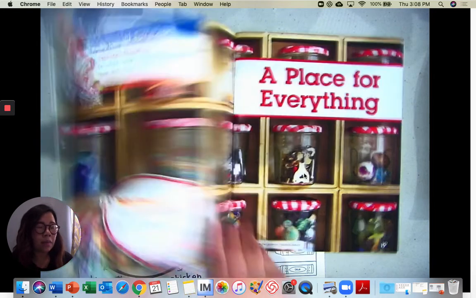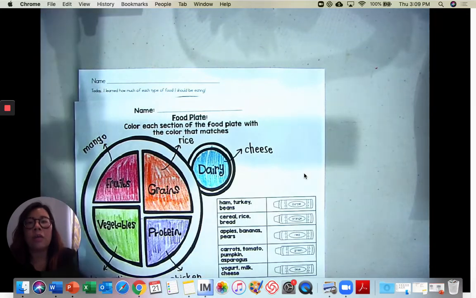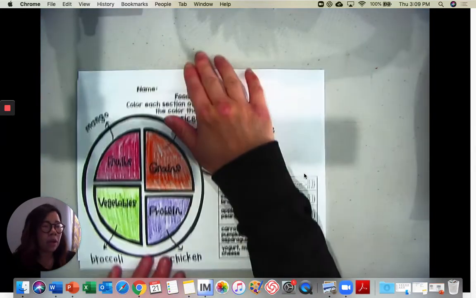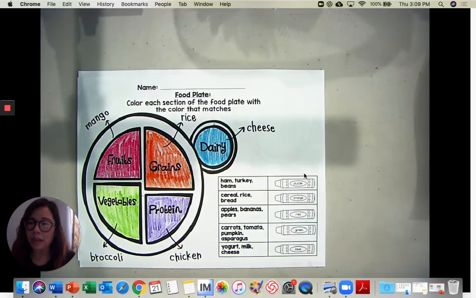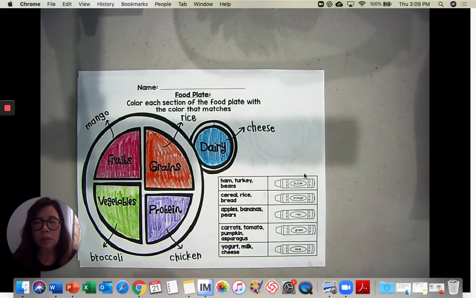So today, for our research and inquiry, we're going to talk about how to have healthy living. There is a place for all our different types of foods, right? And all the different types of foods that we eat, when we eat from all 5 food groups, that will make us healthy and that will make us strong and that will help us grow big and tall.